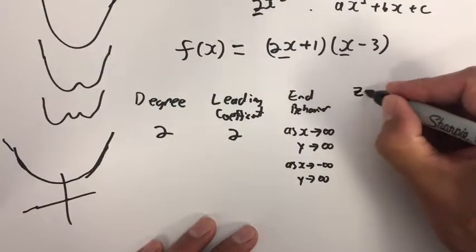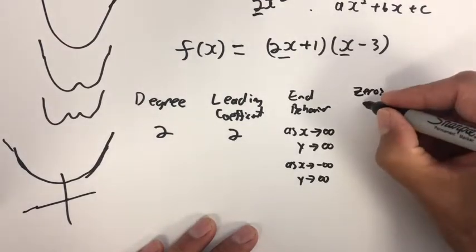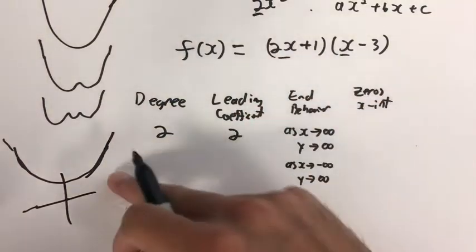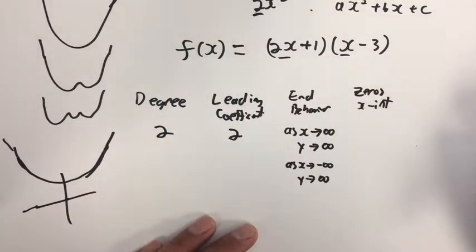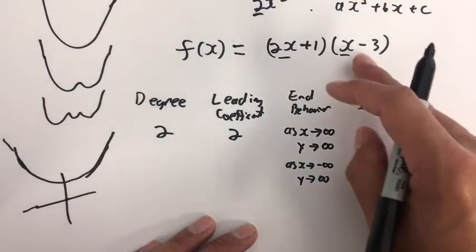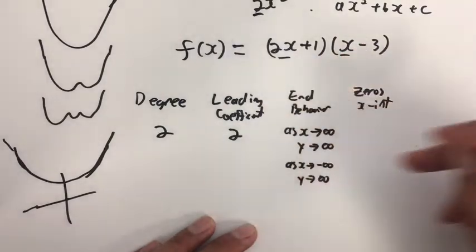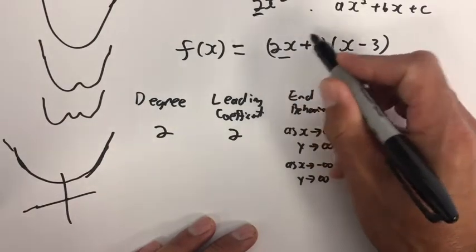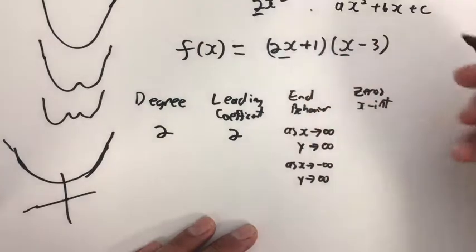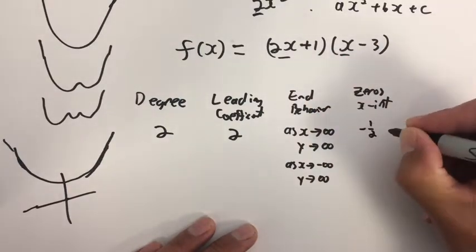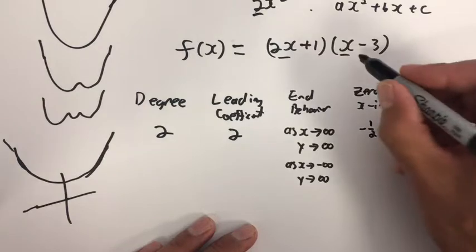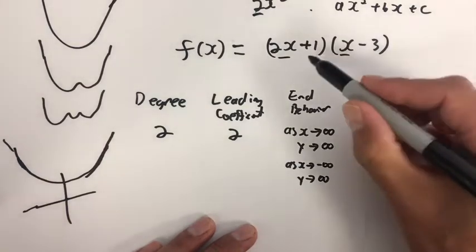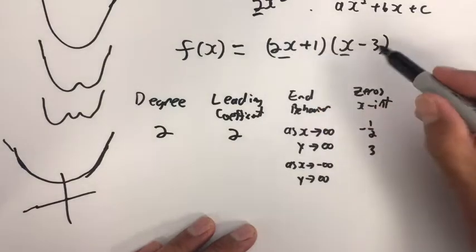Where are my zeros? So my zeros are my x-intercepts. So that is, where does this thing touch the x-axis? The x-intercepts occur whenever the factored brackets are equal to 0. This is going to be equal to 0 when x is negative 1/2. So negative 1/2 is one of them. And this is going to be 0 when x is 3. So my zeros are at negative 1/2 and 3.